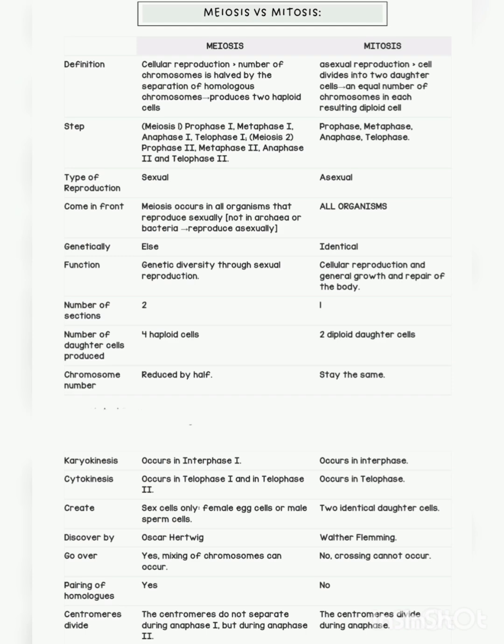Difference 3, we can see that meiosis halves the number of chromosomes and mitosis maintains the number of chromosomes. Difference 4, meiosis creates genetically different cells. Mitosis creates genetically identical cells. Difference number 5, where it happens. Mitosis happens in body cells. Meiosis happens in reproductive organs.